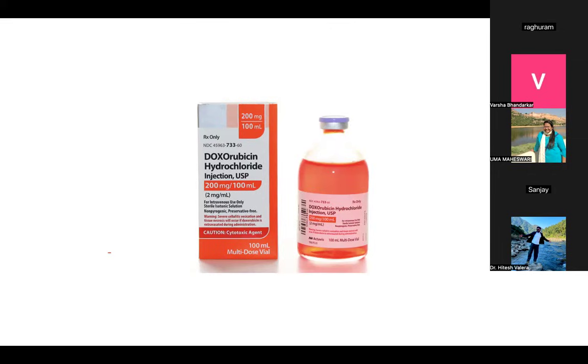Now, the cumulative dose of doxorubicin is 450 milligram per meter square. Now, coming to the toxicities, it can cause myelosuppression, it can cause nausea and vomiting, it can cause mucositis and diarrhea, it can cause cardiotoxicity, which is usually irreversible. It is a strong vesicant. It can cause alopecia and hyperpigmentation of the skin and nails. Also, it can cause secondary malignancies as well. So that's doxorubicin.